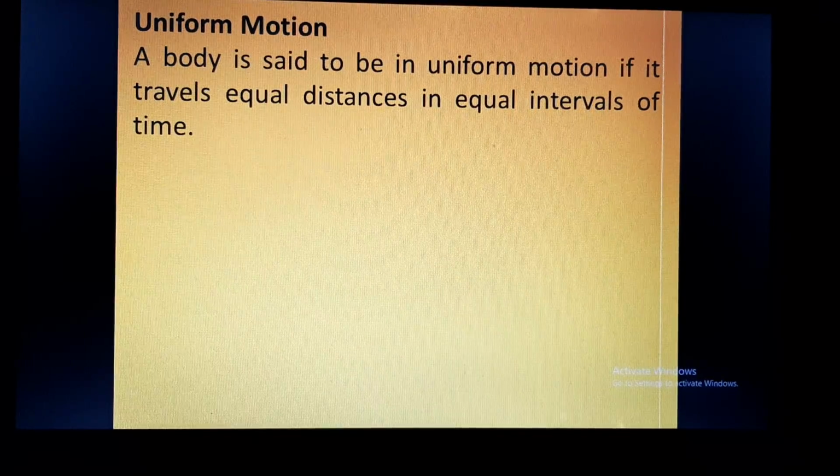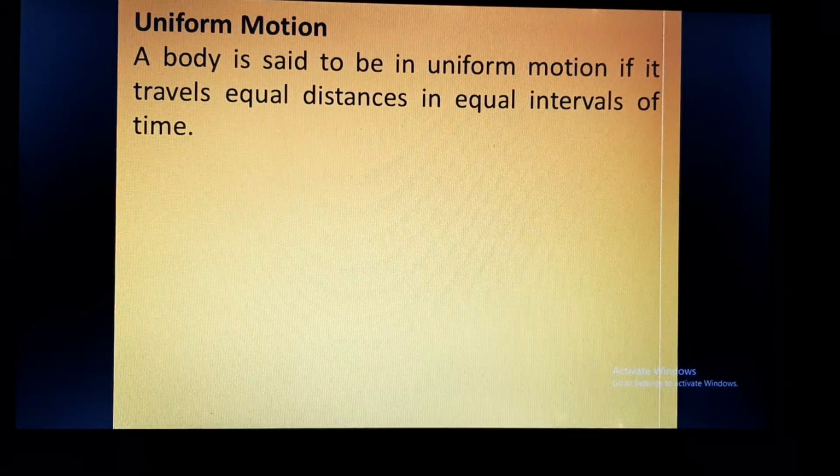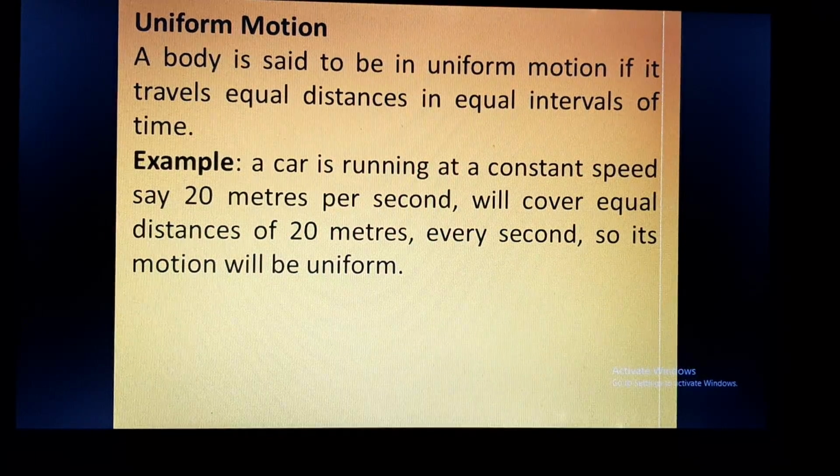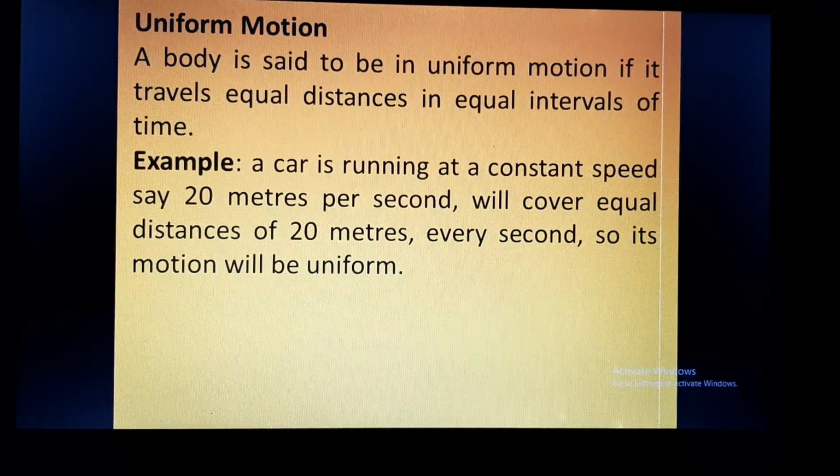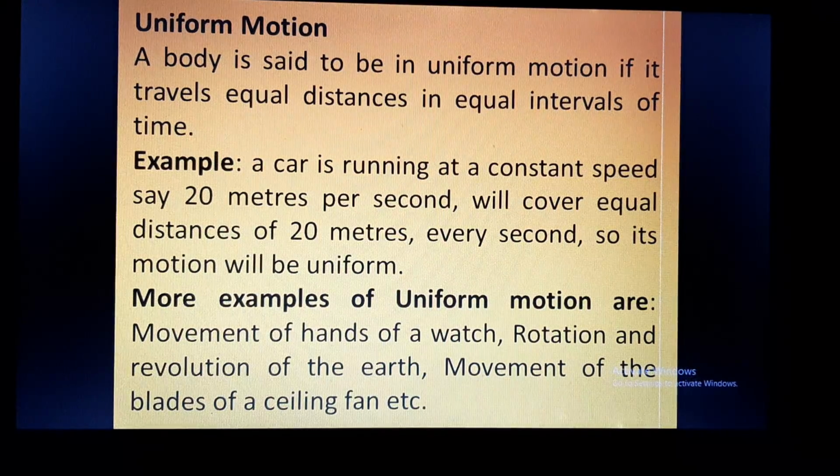A body is said to be in uniform motion if it travels equal distances in equal intervals of time. Example, if a car is running at a constant speed, for example, 20 meters per second, in 1 second it will cover 20 meters, another second also it will cover 20 meters, and the third second also it is covering 20 meters. So in this way the motion will be uniform.